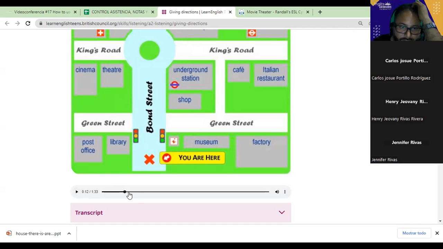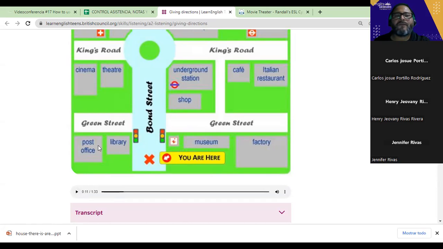Listen to it again. Number one. Go straight on, then take the first left onto Green Street. You are over here, right? Go straight on and take the first left on Green Street. Then the person says something else: walk past the library, and it's the building next to the library on the left. What is that place? It is the post office.